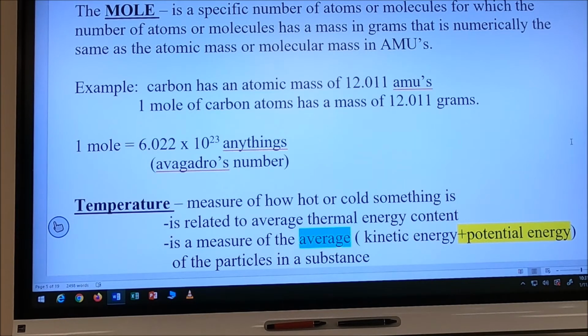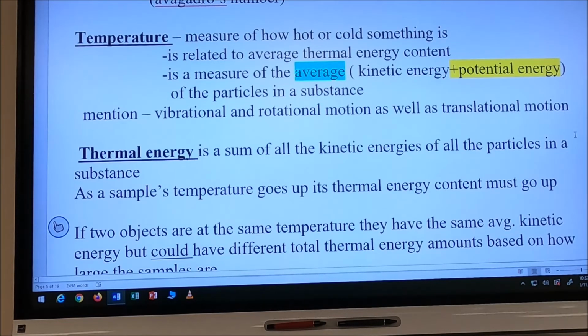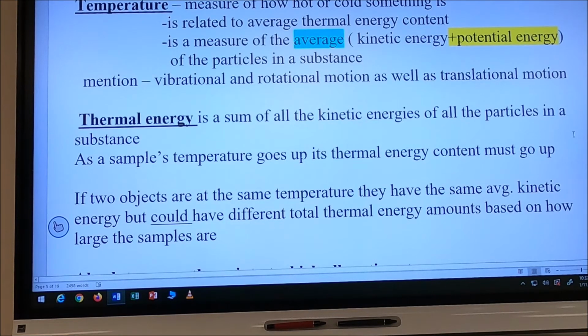Now, temperature. Temperature, of course, is a measure of how hot or how cold something is. Now, that's a very wishy-washy definition. Temperature is related to average thermal energy content. So, if it's related to average thermal energy content, thermal energy is the energy that something possesses because the atoms or molecules are moving. That could be translational motion, that could be vibrational motion, that could be rotational motion.